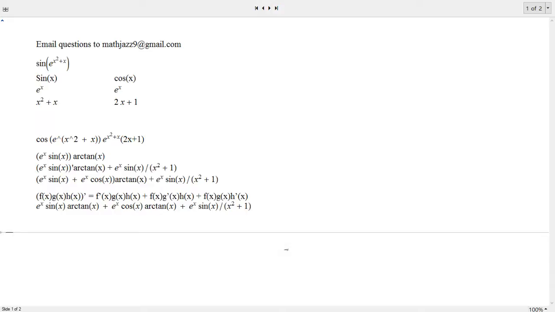Okay, so let's do another example where we have to use the product rule and the chain rule. So let's say we're going to delete all of this from the page just to clear everything up.